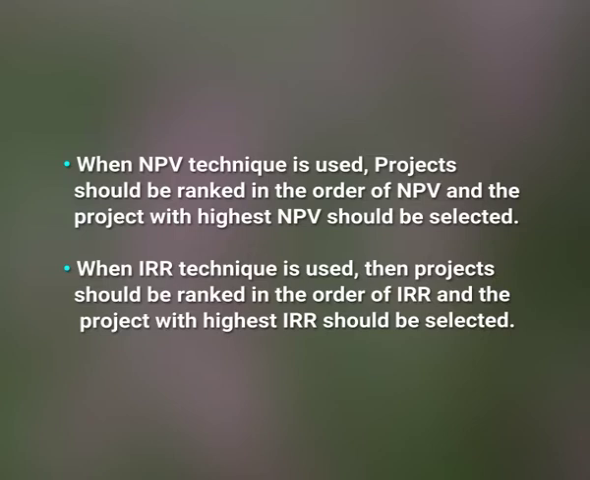Then when the IRR technique is used, projects should be ranked in the order of IRR, and the project with the highest internal rate of return should be selected. Now we will see the difference between the risk adjusted discount rate and the certainty equivalent approach.